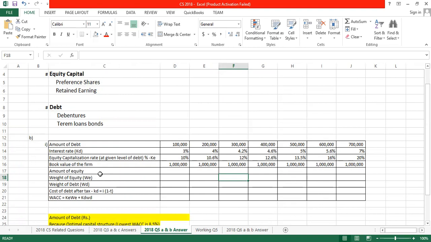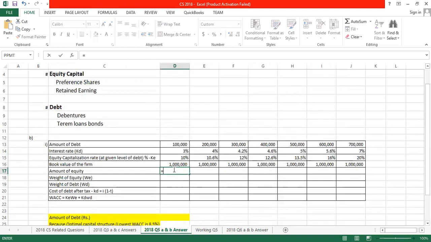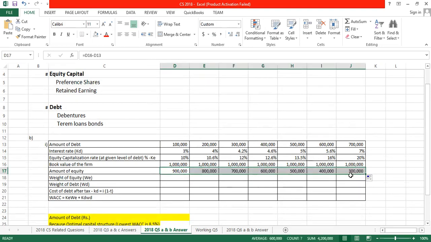First, we want to calculate the amount of equity. Let's see how to calculate the amount of equity. This is the formula. Amount of equity equals book value of the firm minus amount of debt. Book value of the firm 1 million minus amount of debt 100,000. So 900,000 is the amount of equity in the first option. So this is the amount of equity in all the options.